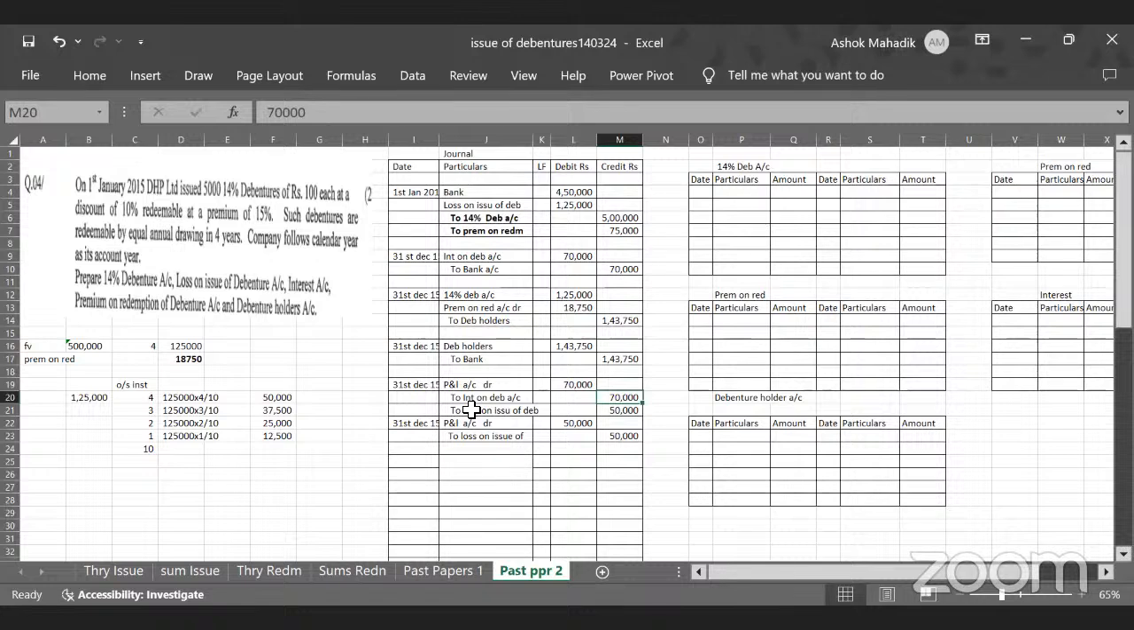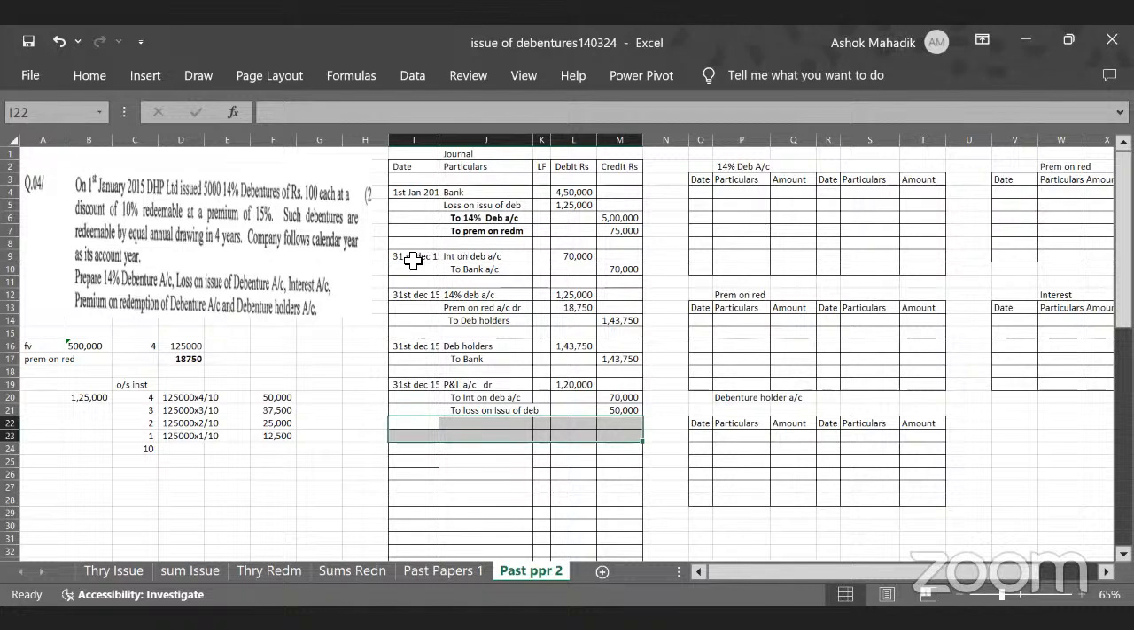Understood what I did? I just added two entries, so you need not pass this last entry. We have passed a common entry for transferring interest and writing off loss. Not that difficult. Clear?